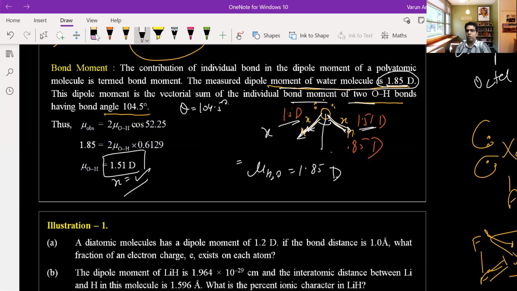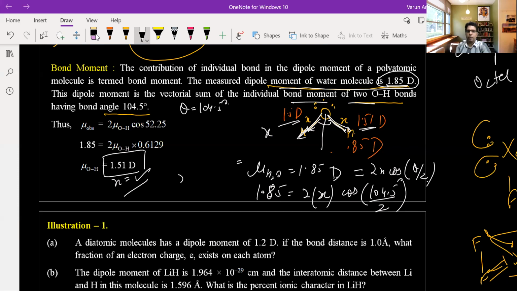So what is the resultant of these two? 2x cos theta by 2, where theta is the bond angle. So 1.85 debye is the net dipole moment of the water molecule. That will be 2 into x, where x is the dipole moment of the OH bond, into cos theta by 2. What is theta? That is the bond angle, 104.5 by 2 degrees. So from here I can find out the value of x.